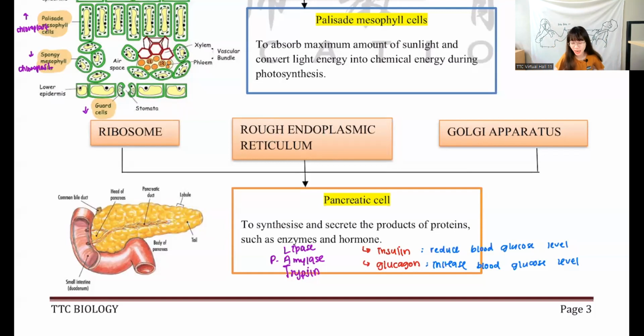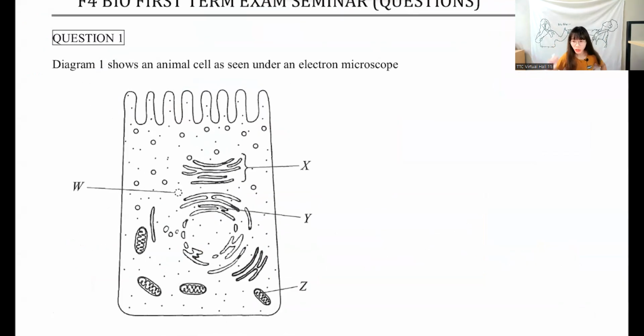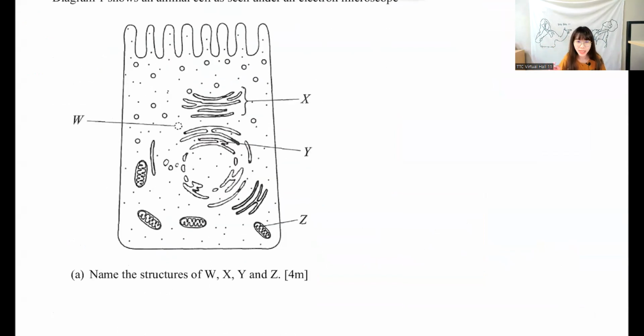Okay, let's try some questions right now. Flip to your question 1, page 1. Diagram 1 shows an animal cell as seen under an electron microscope. So this is an animal cell, obviously, because the question says it's an animal cell, right? We will label what X, Y, Z, W are.